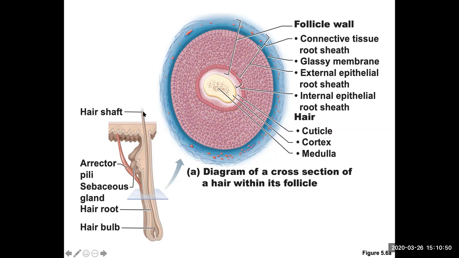What I want you to know is that the hair shaft is above the skin, the hair root is below, and the base of the hair is the hair bulb. The bulb and the root live in a hair follicle, and every hair usually has an associated sebaceous gland and an erector pili muscle, okay? So you don't have to know all these different layers of the follicle wall and everything, just the different parts of the hair. I hope that sounds good to you guys.